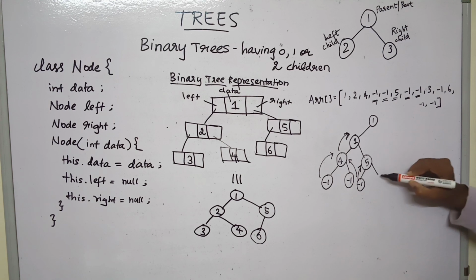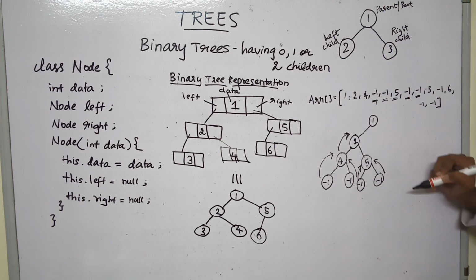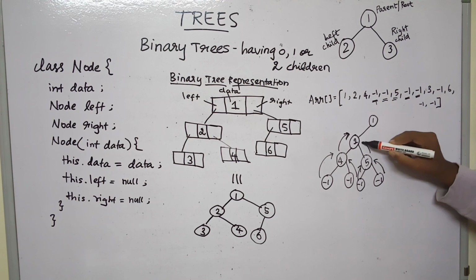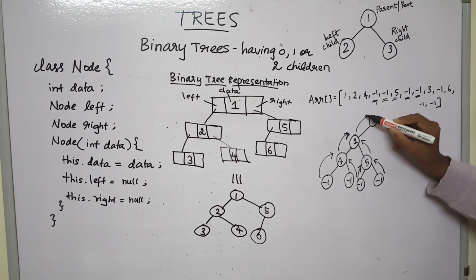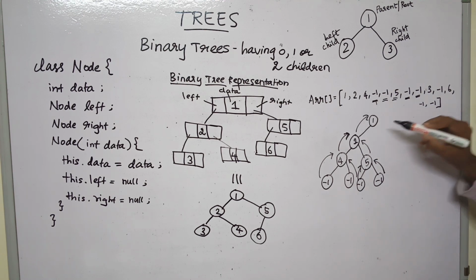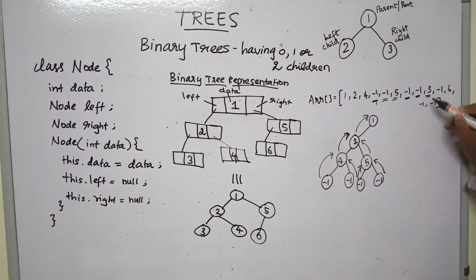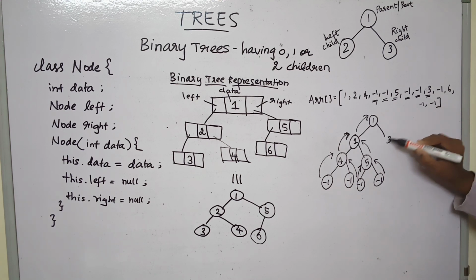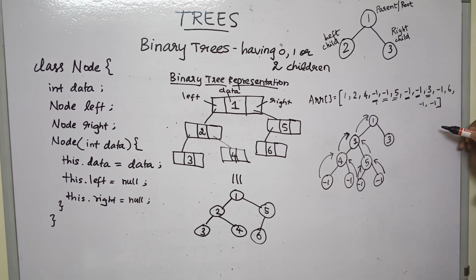Again we are encountering a -1. So there is no left and right child for the node 5. We'll move back and go to node 1. So the next element in the array is 3. That will be the right child of the node 1.